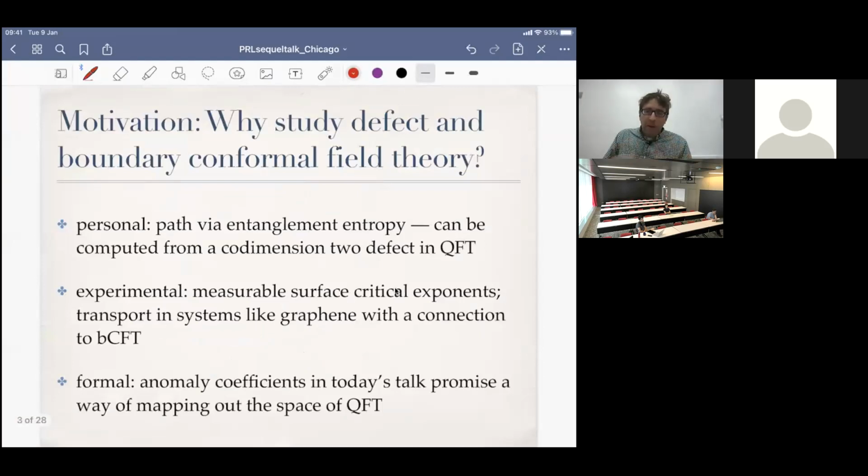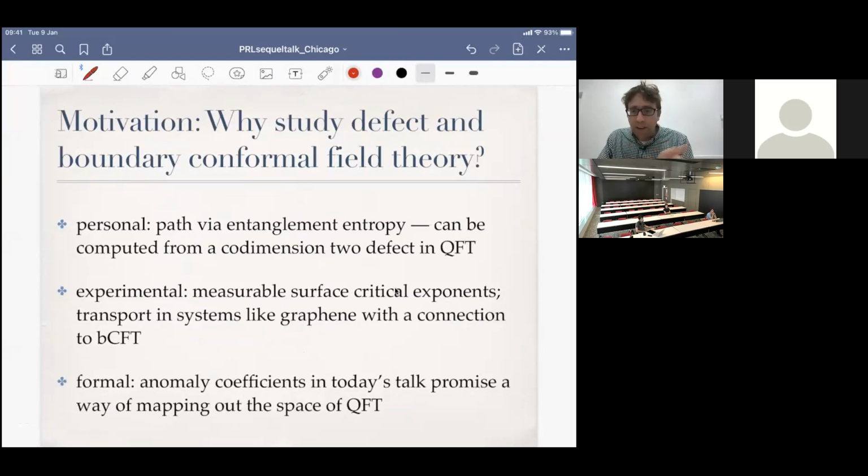Now, my personal path into the subject was driven largely by entanglement entropy. I spent a lot of time writing papers about how to calculate the entanglement of free scalar fields or free fermionic fields at non-zero temperature, at zero temperature, et cetera. And I realized in the process of doing this that a lot of the most important results that I cared about seemed to be really secretly about defects in quantum field theory.